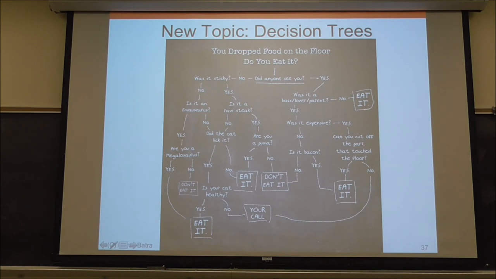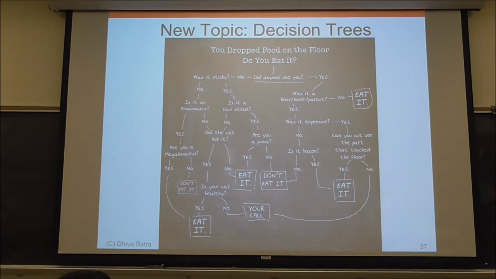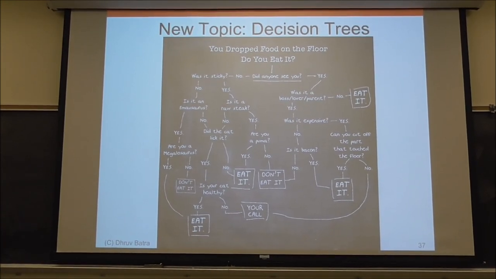You drop food on the floor. Did you eat it? Yes. Was it awesome? Yes. Was it expensive? No. Is it bacon? Yes, eat it. We know what a decision tree in some sense is.